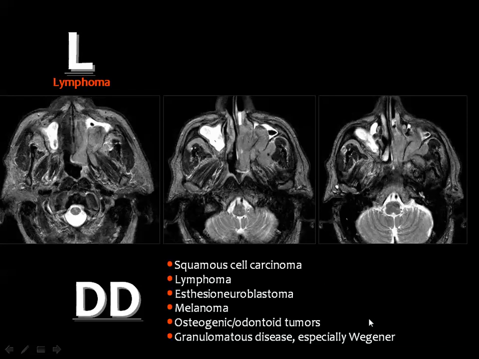The differential diagnosis also, the same lesions are encountered here, and they are almost mentioned in a combination. And whenever you want to mention the differential diagnosis of such a lesion, you should include carcinoma, lymphoma, metastasis, melanoma, esthesioneuroblastoma and olfactory neuroblastoma.